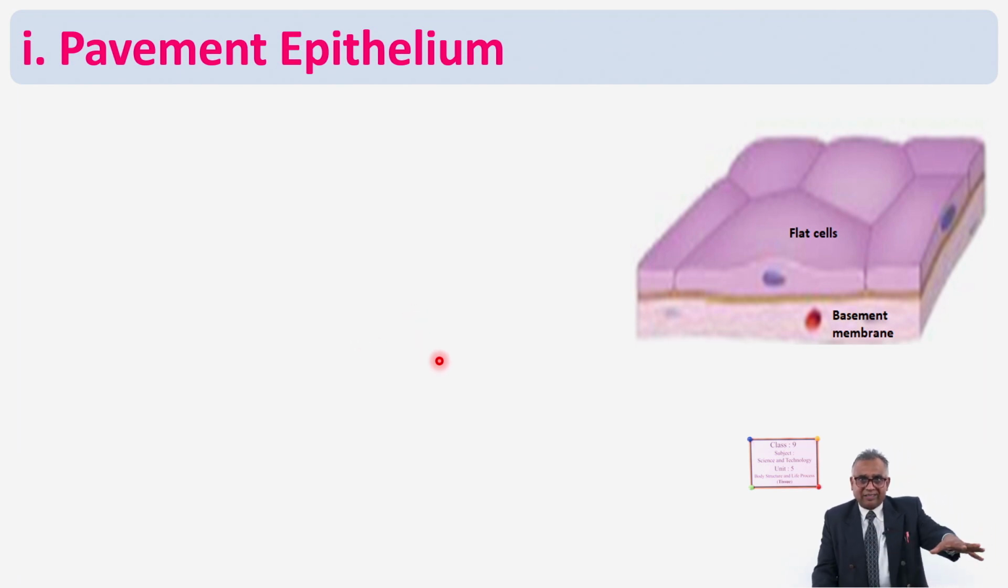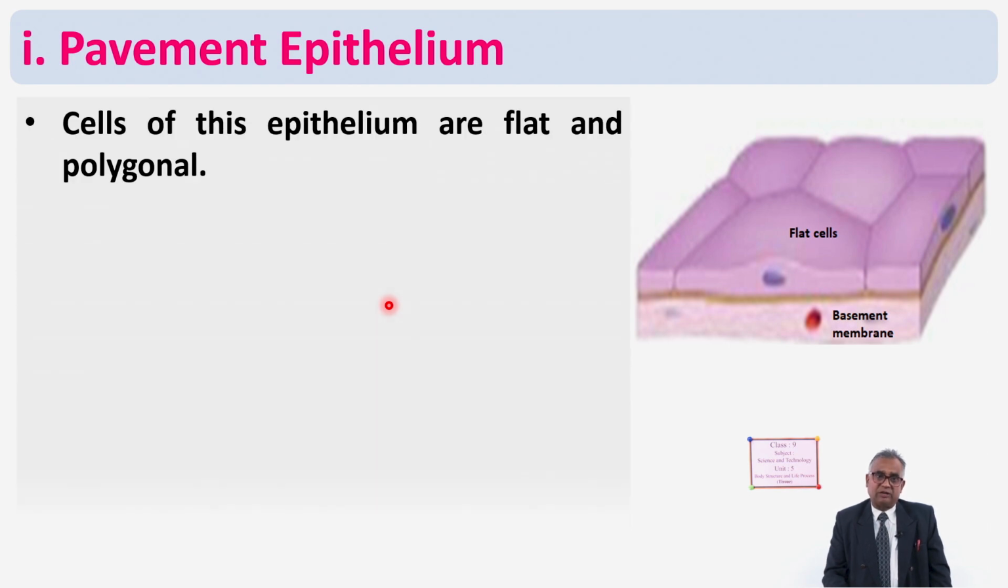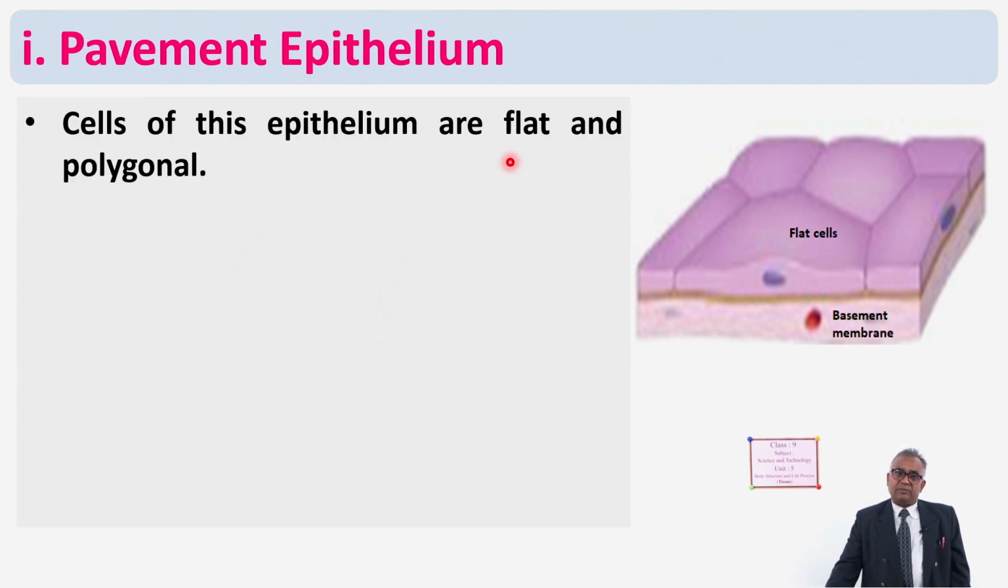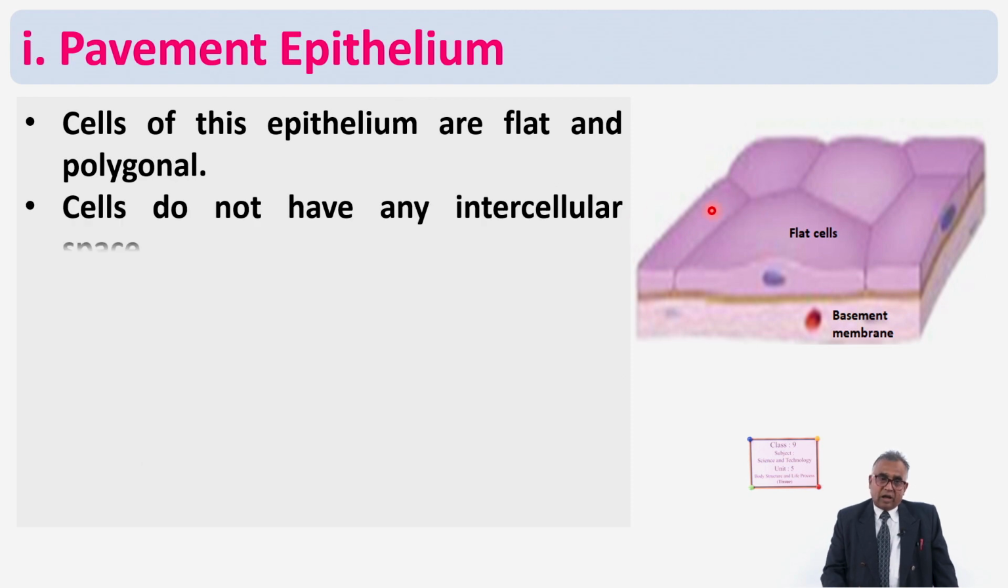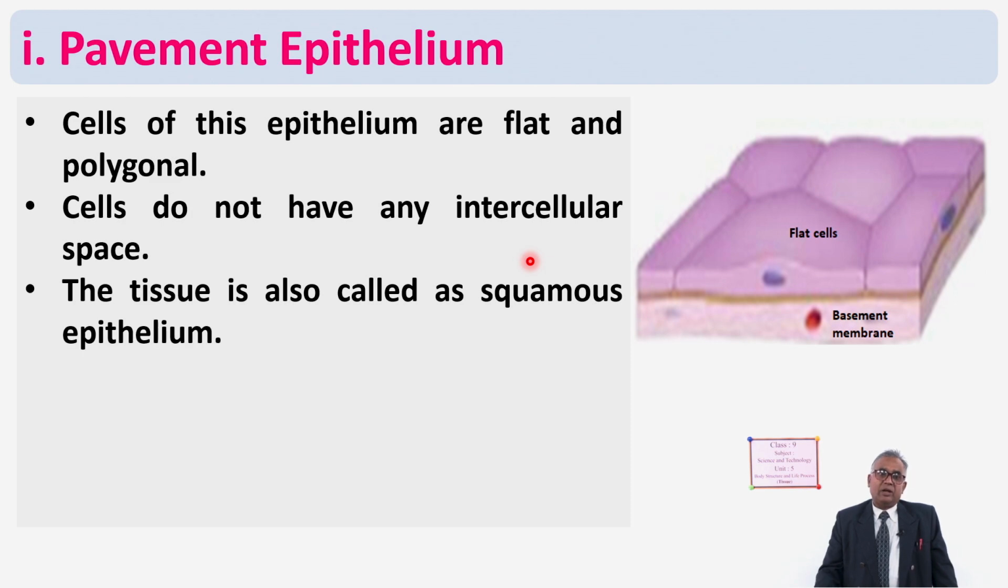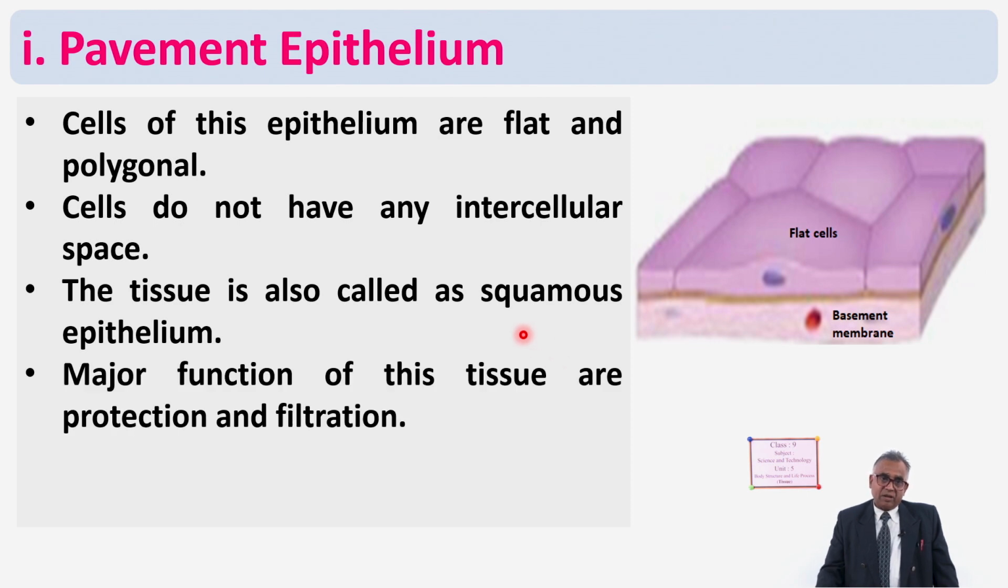Okay. So the term pavement means that the blocks are covered. That means footpath, that is also called pavement. And it is also called squamous. Yes, these two terms are used for it. Cells of this epithelium are flat and polygonal. Then cells do not have any intercellular space. The tissue is also called squamous epithelium. Major functions of this tissue are protection and filtration.